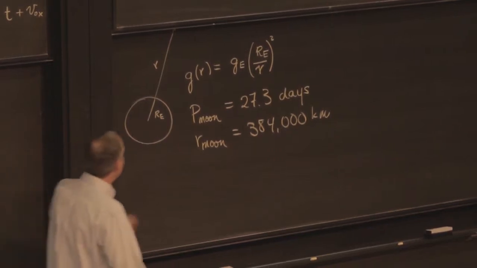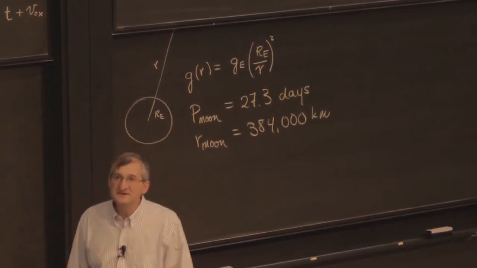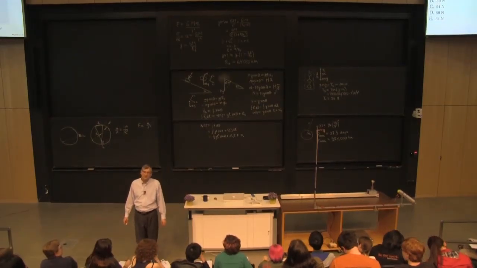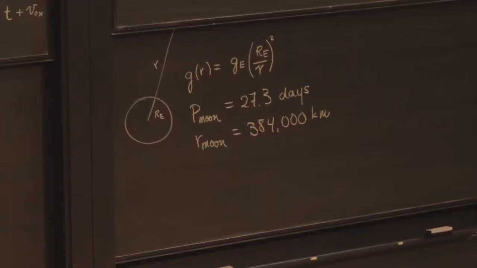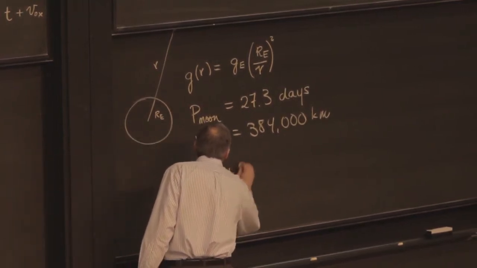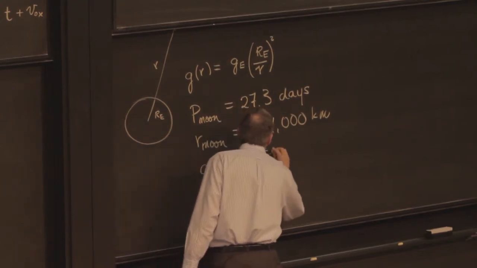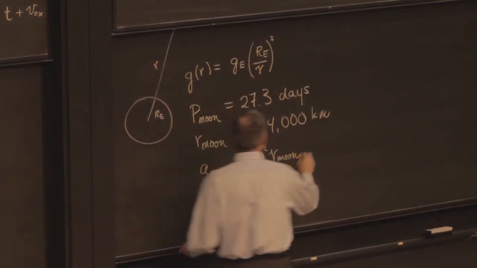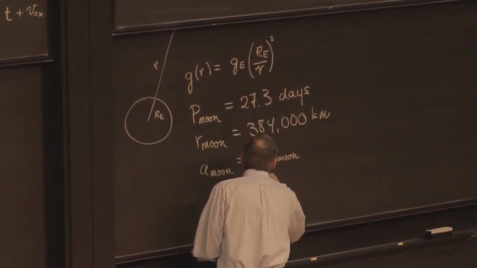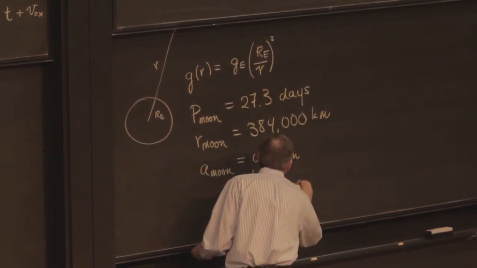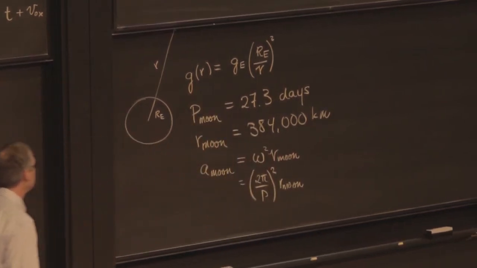Okay, so based on the fact that the moon goes in a circle around the Earth, can we figure out what acceleration the moon experiences? How would I get that? Okay, the acceleration of the moon should be omega squared r. That is to say, 2 pi over the period, squared, times r moon.